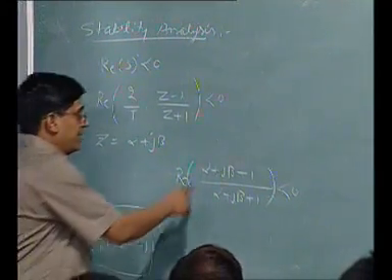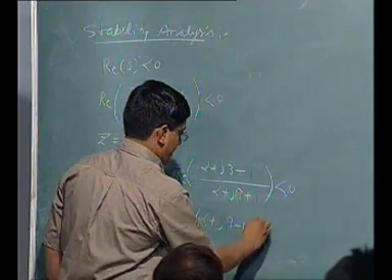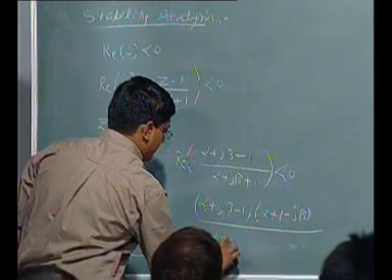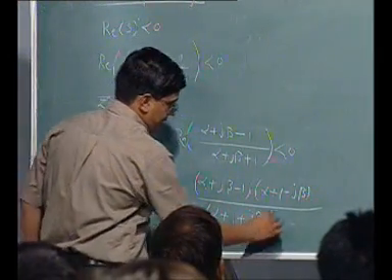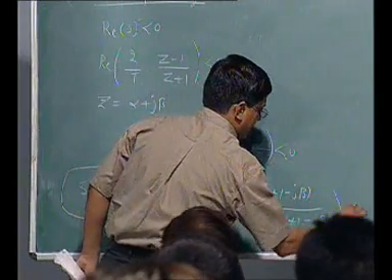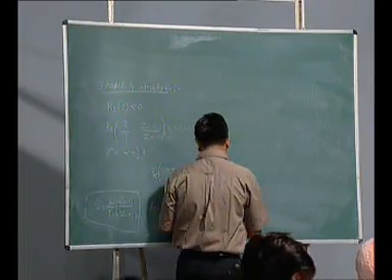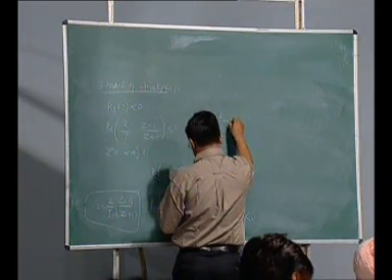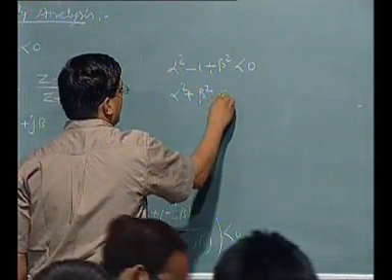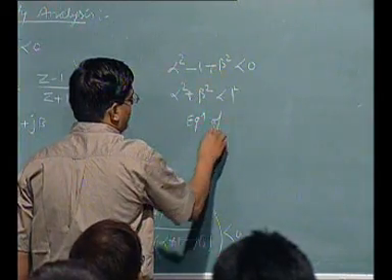Now we have to separate out the real and imaginary parts here. So multiply by the conjugate: (alpha minus 1 plus j beta)(alpha plus 1 minus j beta) upon (alpha plus 1 plus j beta)(alpha plus 1 minus j beta). The real part of this is to be calculated. Have you solved it? What is the value of this? Alpha square minus 1 plus beta square less than 0. Then alpha square plus beta square less than 1, and this is the equation of a unit circle.